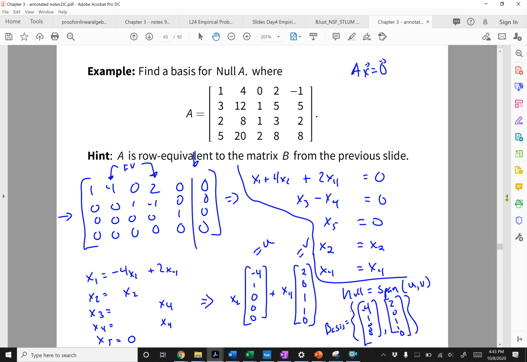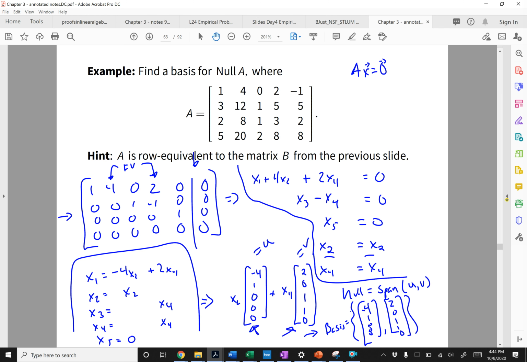But you do the same thing. We rewrite it out as a system. You let your free variables equal themselves. And then here I wrote all of the variables in terms of x2 and x4. And so I was able to write the whole solution as some number times this vector plus some number times that vector. And so the basis for the null space are linear combinations of these 2 vectors. So that's what I put right there.